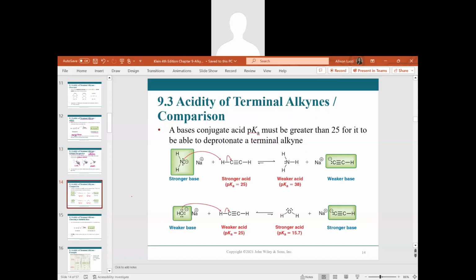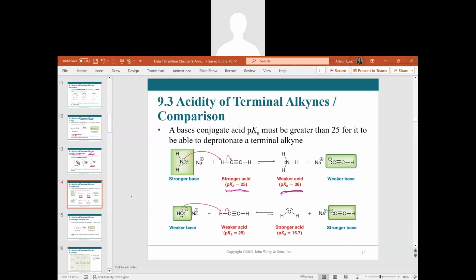We see on this next slide the relative pKa values. Our acetylene has a pKa of 25. Over here we have ammonia, which is commonly thought of as a base, but it can also act as a weak acid. So that has a pKa of 38.